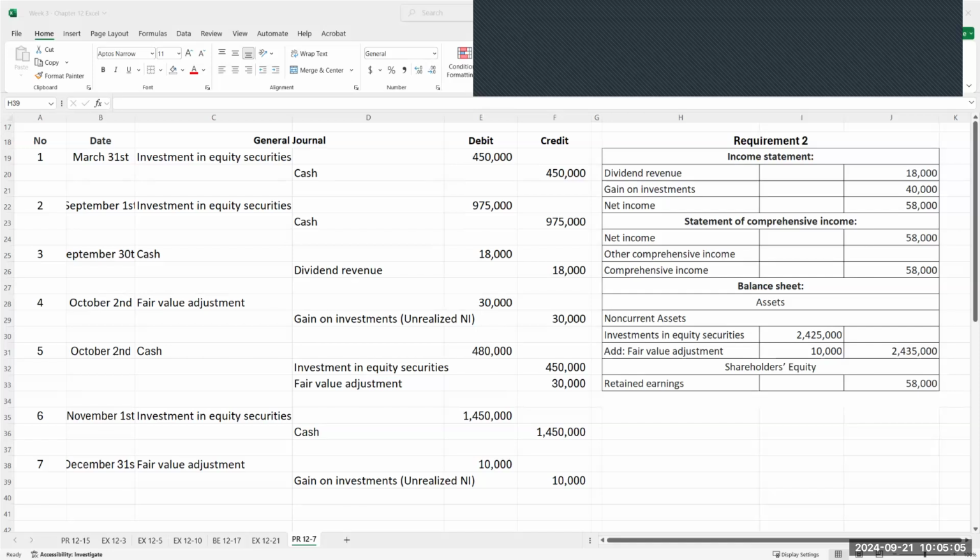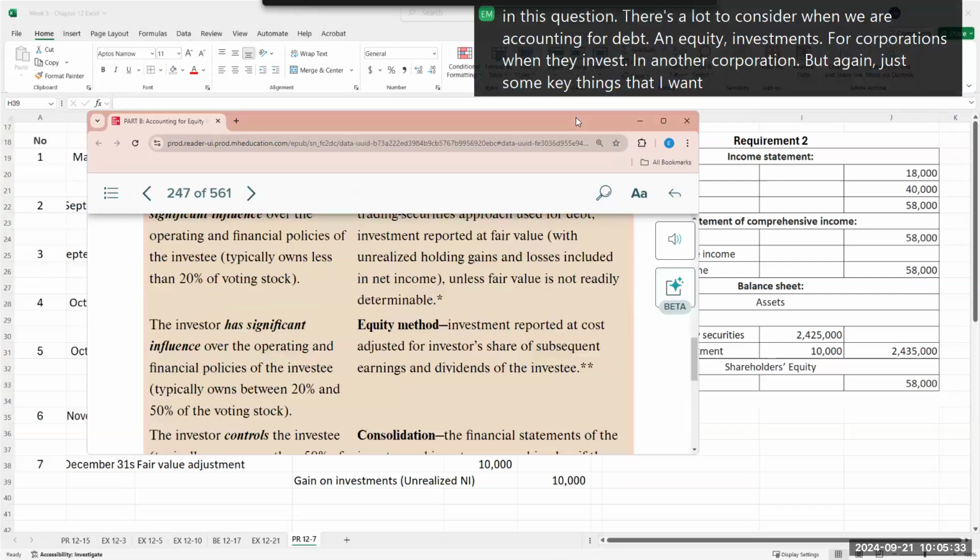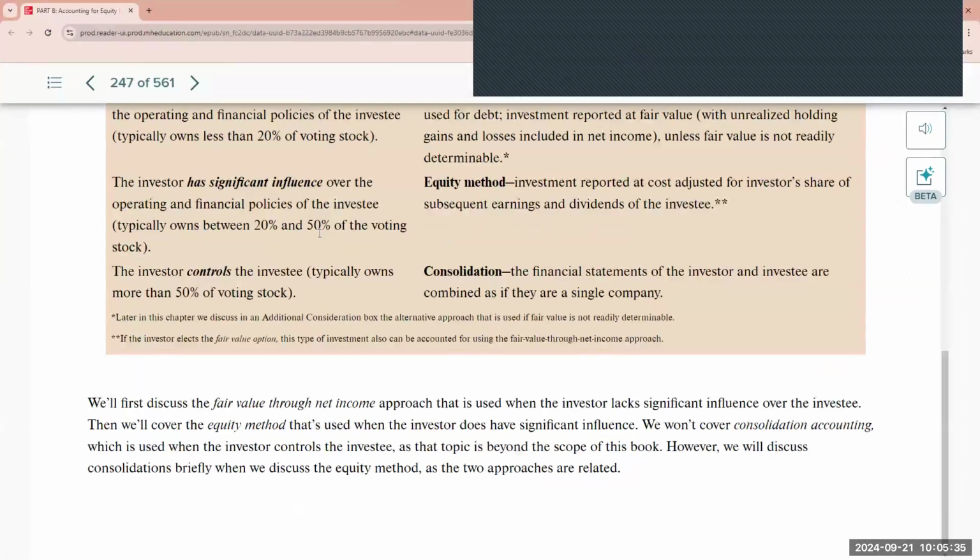All right. So I know there was a lot going on in this problem, but again, the key thing is that we're gathering all of the information from the journal entries that were prepared. So I hope this video helps, and I know that there's a lot going on in this question. There's a lot to consider when we are accounting for debt and equity investments for corporations when they invest in another corporation.